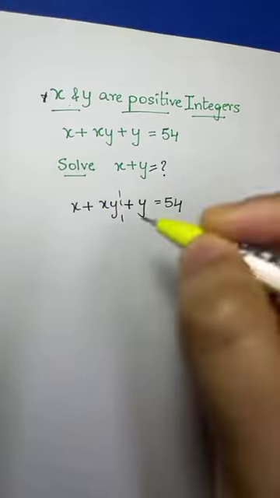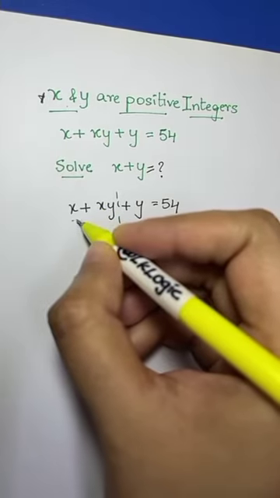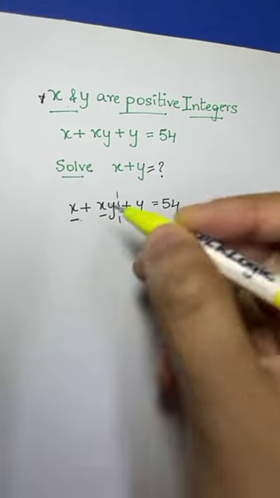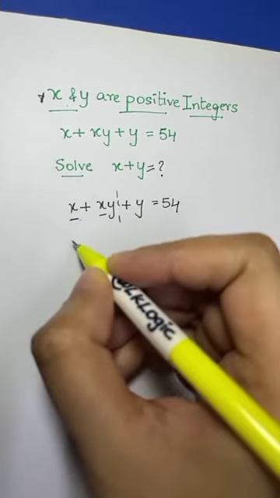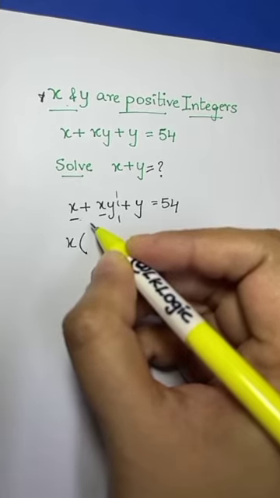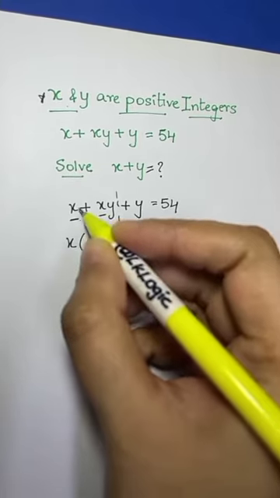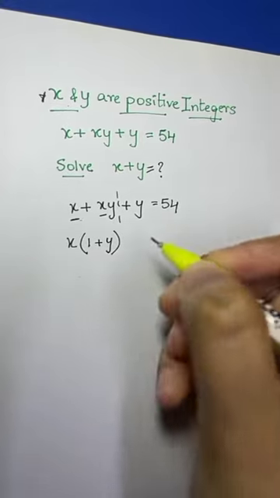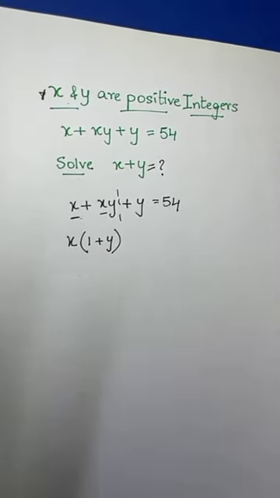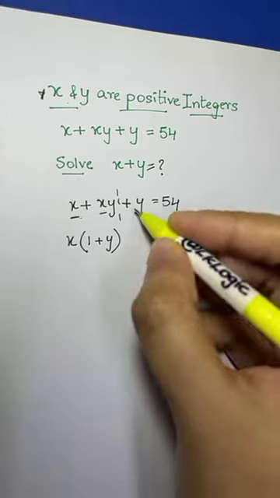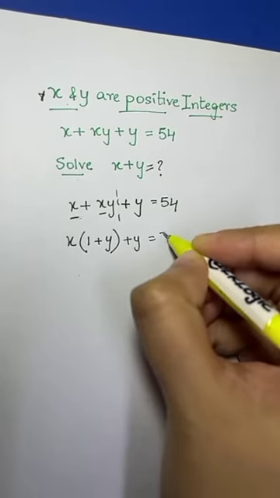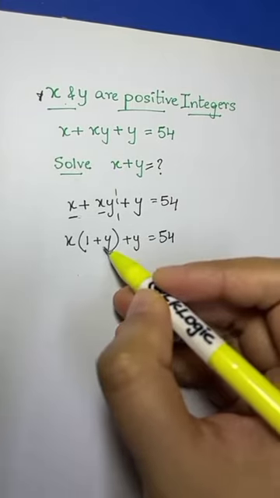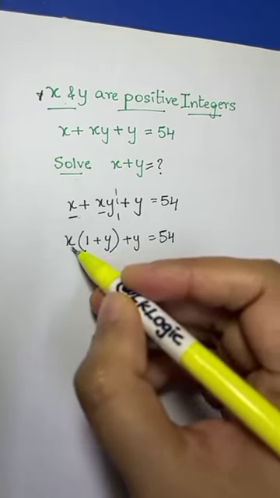So we did the first step, splitting the equation, and now we are going to find the greatest common factor from the first two terms. Here we have x common in both of them, so we take this factor out. Taking x common, x into, we have 1 left in the first and y left in the second. So we have 1 plus y, and then we are left with plus y equals 54. Now we got this factor, x times 1 plus y.